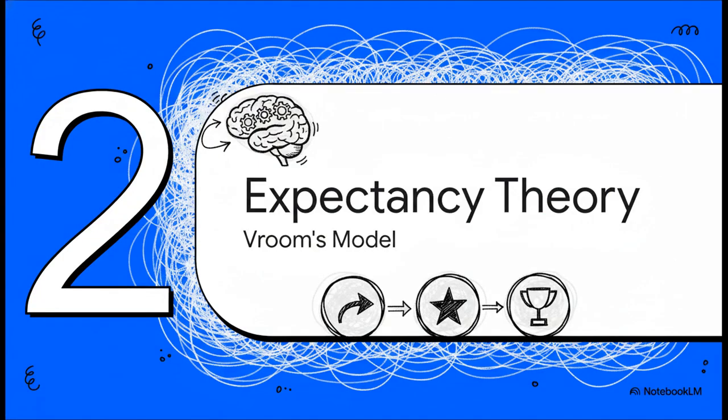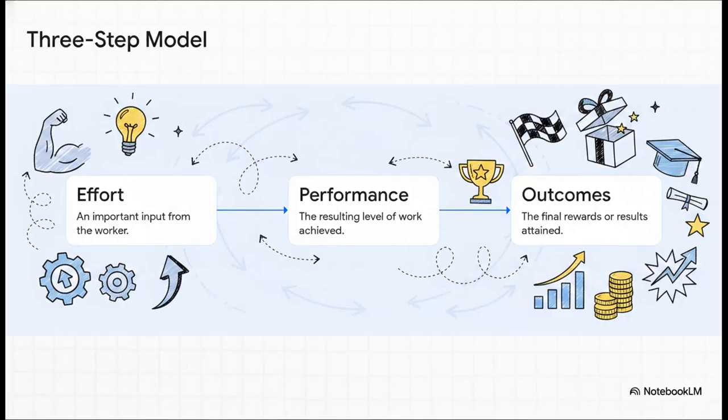Section 2, Vroom's expectancy theory, straight out of the 1960s, looking at the cognitive mechanics inside that motivation equation. Victor Vroom essentially mapped out a highly specific three-step mental calculation that every single worker makes, whether they consciously realize it or not. They're constantly evaluating their effort, the resulting performance, and the final outcomes. Vroom argues motivation is only high when workers truly believe that high effort leads to high performance and that high performance actually leads to the outcomes they want. It is an unbreakable chain reaction.